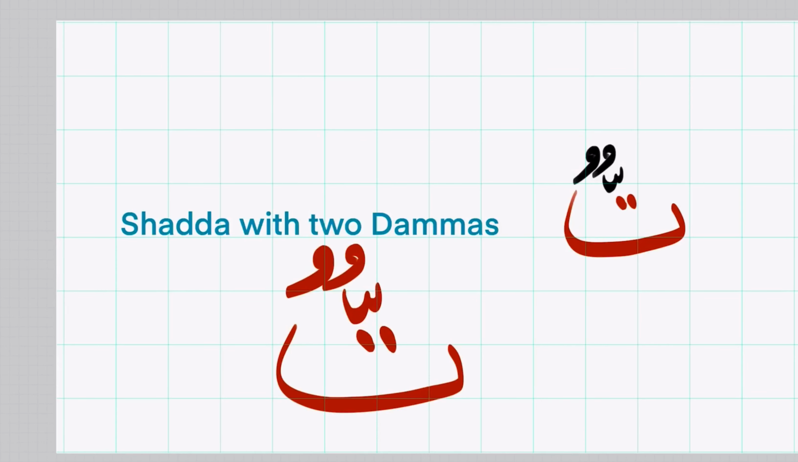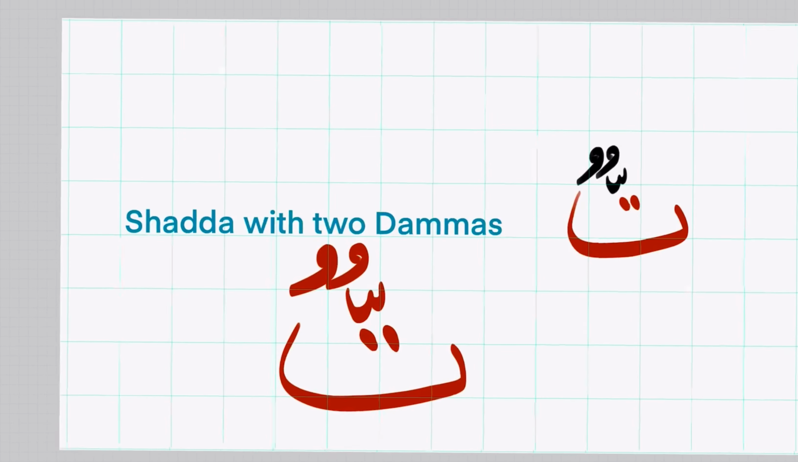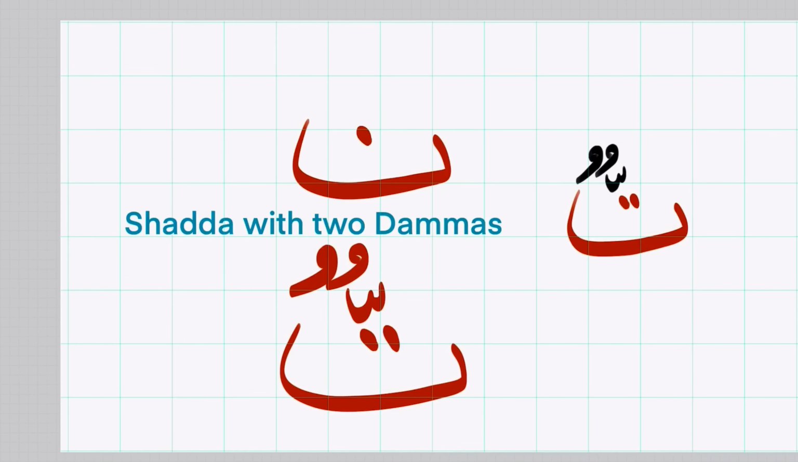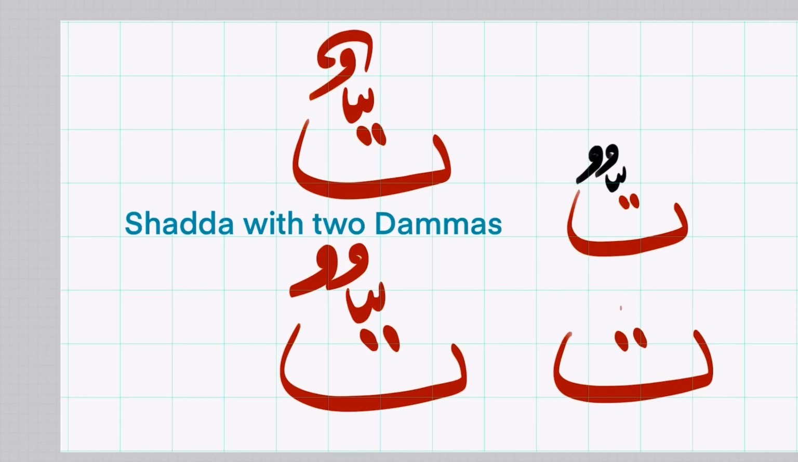What if we have the other style of the tanween dhamma? This is the shadda, and this is the other style of tanween dhamma. What about the third style of tanween dhamma? Shadda and then dhamma. Tun, tun. How should it look if it is at the end of a word attached to a letter before?